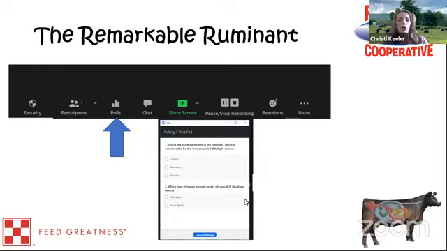Then our third question is, blank rumen papillae equals blank nutrient absorption. Our options are: less rumen papillae equals better nutrient absorption; more rumen papillae equals less nutrient absorption; or the third choice, more rumen papillae equals better nutrient absorption. We're going to leave that up for just a few seconds.